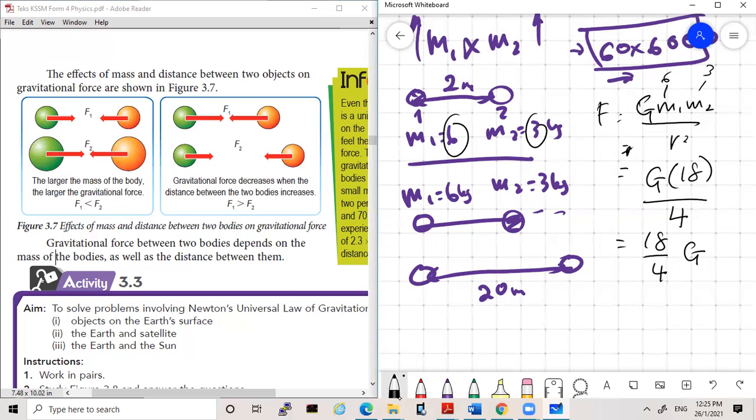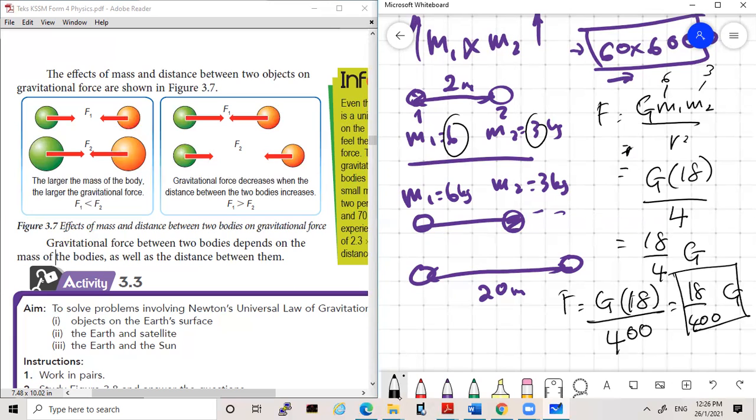What will happen if the distance is increased drastically? The product of the masses is the same, because 6 times 3 is always 18. And the distance has changed from 2 to 20 meters. 20 squared, we will get 400. So we get 18 over 400 G. This is the gravitational force produced by the same masses at a larger distance, and the other one is at the shorter distance.